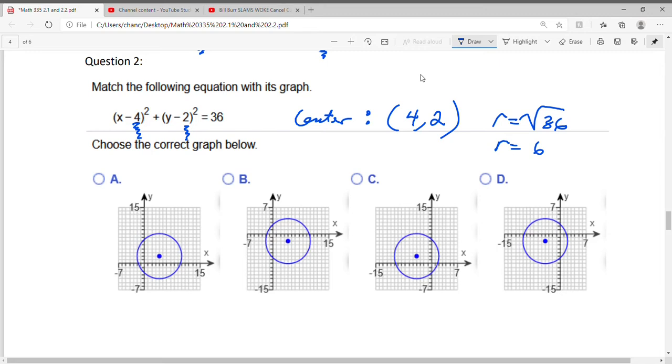So look at our options here. Let's pick the one with the center at (4, 2) and a radius of 6. There is only one option that appears right, and that's option A. We have the center at (4, 2), and the radius is 6.